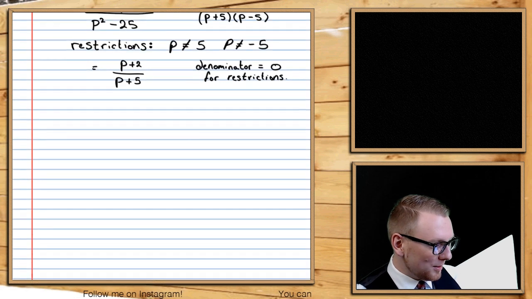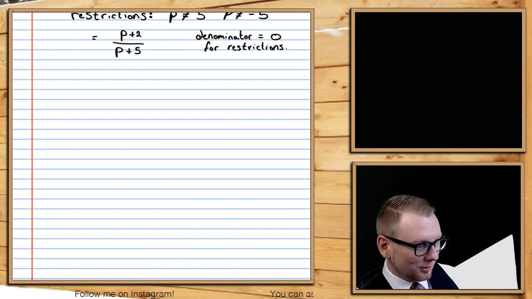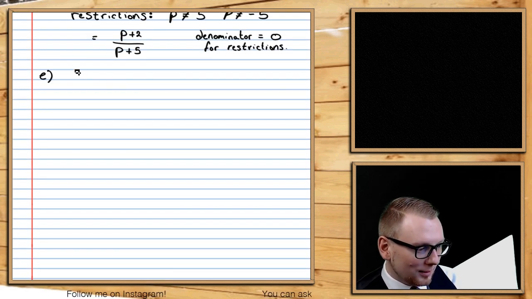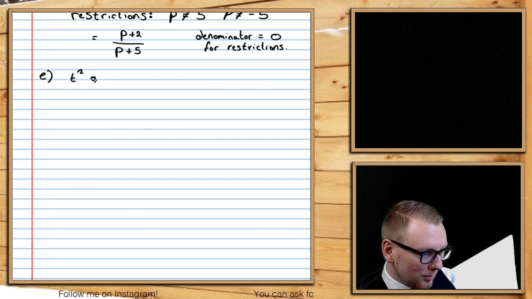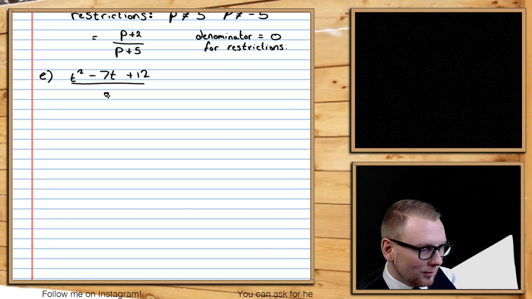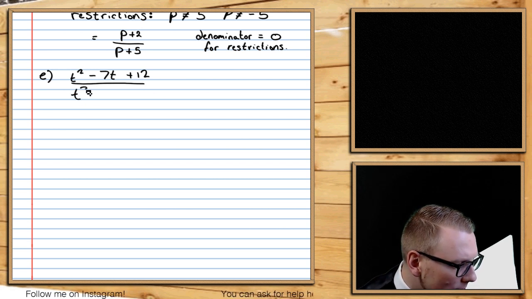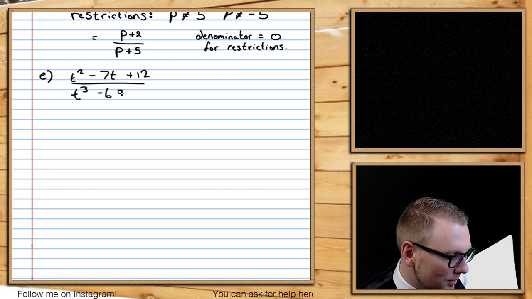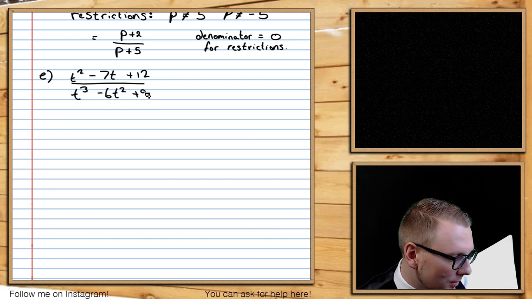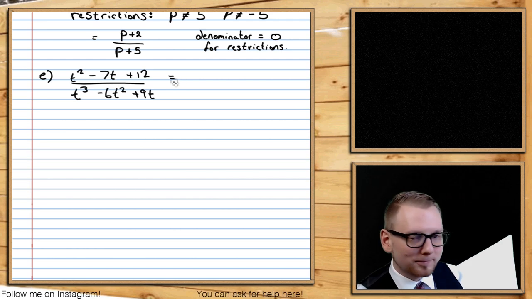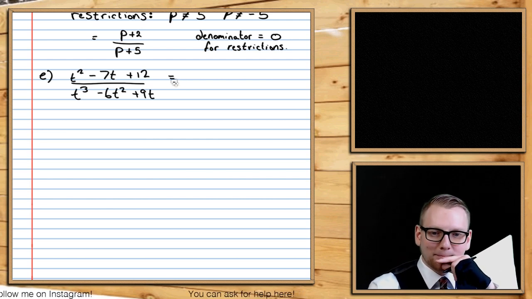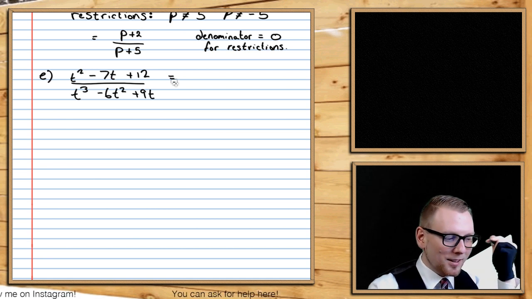Okay, now he's working on it, so let's see if we can solve it real quick. E. T squared minus 7t plus 12 over t cubed minus 6t squared plus 9t. What do we got?